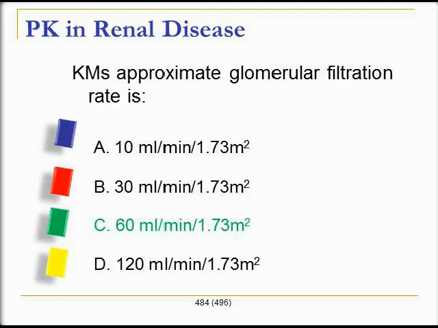Cockcroft and Gault, like I have listed there at the top, you can see that the units are mL per minute, not mL per minute per 1.73 meters squared. So it's not normalized. Cockcroft and Gault is not normalized, whereas MDRD and CKD-EPI are both normalized to a person that is 1.73 meters squared surface area.